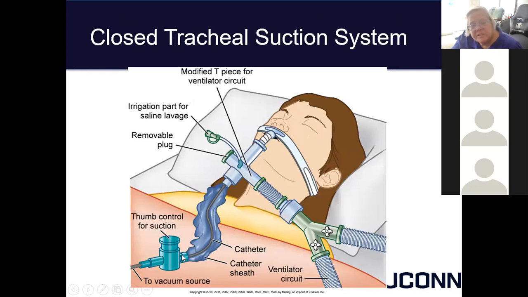And here is your suction control, which has an on and an off. You twist it to turn it on, you twist it to turn it off. If you are not suctioning your patient, and this is whether they've got an endotracheal tube or a trach tube in, you need to turn this suction control off.